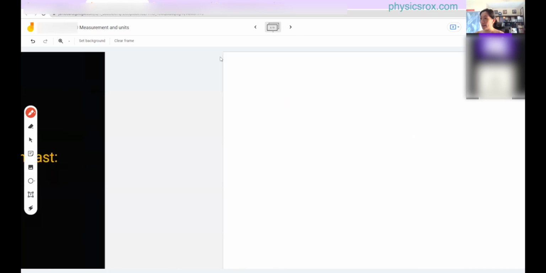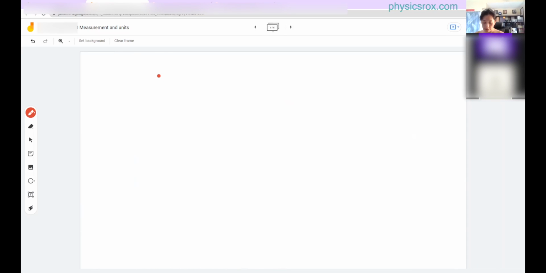So let's talk about length and time. Why do we need to talk about length and time? I'm sure you already know what length is and what time is. But the discussion about length and time here is with regards to measuring small values. So let's say, for example, in terms of length, let me do this.